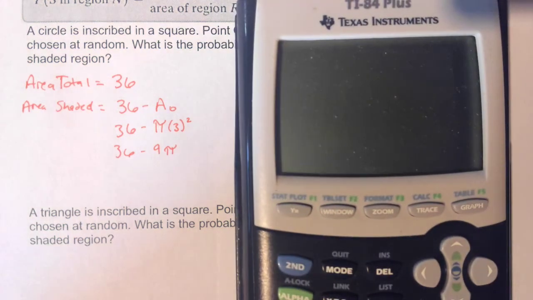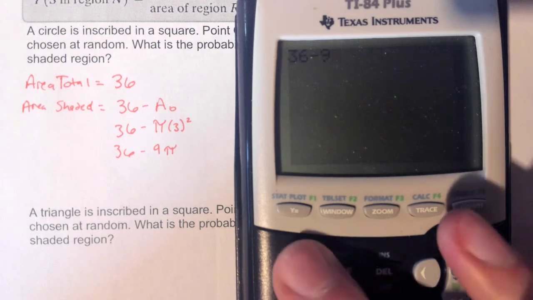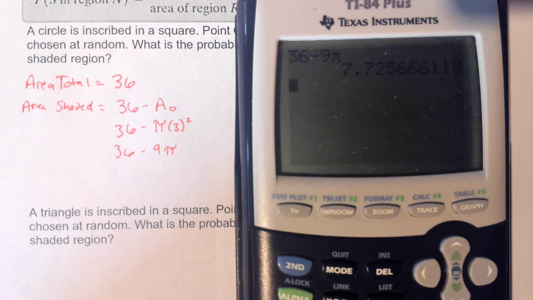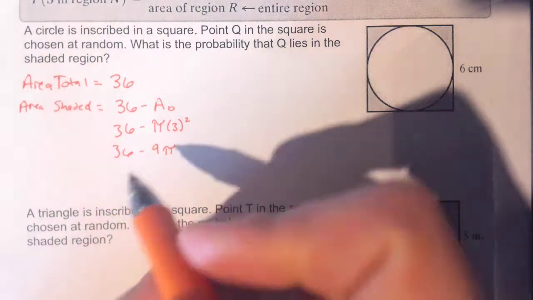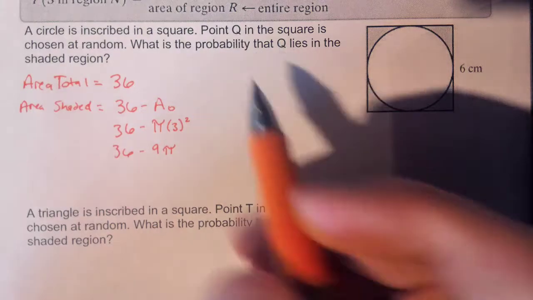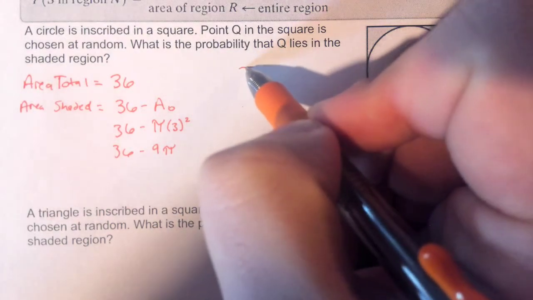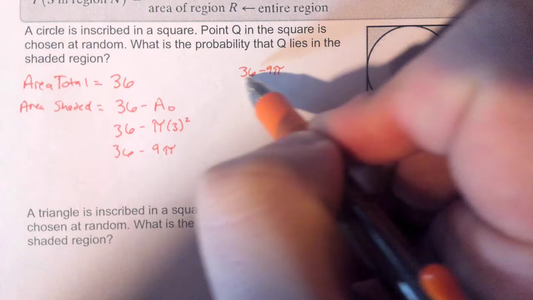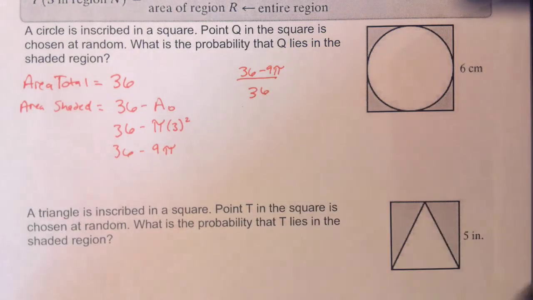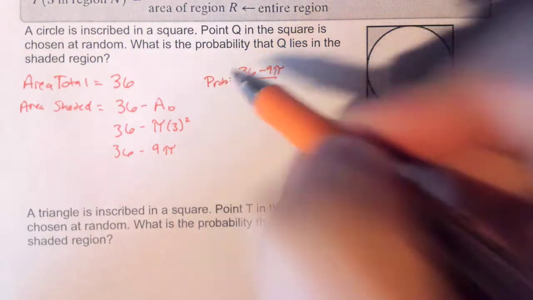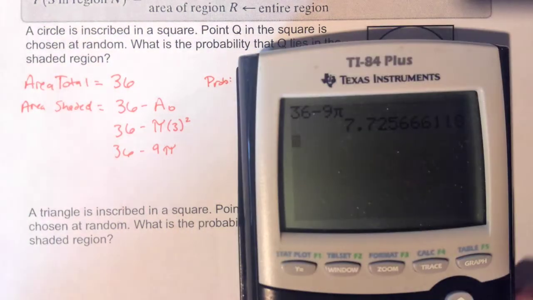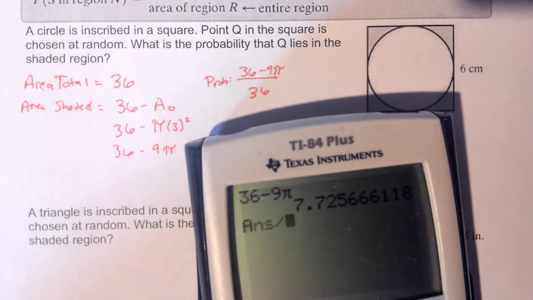So good time to pull out the calculator. 36 minus 9 pi. That's kind of gross. Maybe I'll just keep it as 36 minus 9 pi. That is the area of the shaded region. So the probability is going to be the shaded region divided by the total area. So I'll just type that whole thing into my calculator. I'll do that 36 minus 9 pi, I already have it, divided by 36.